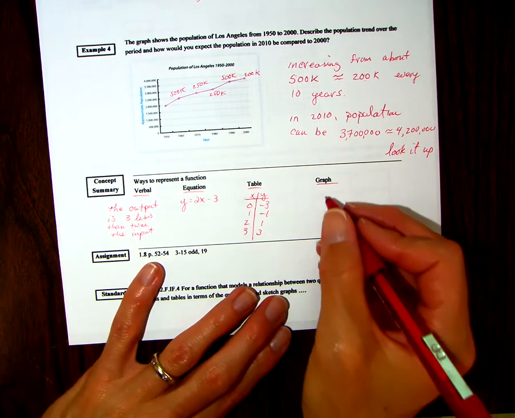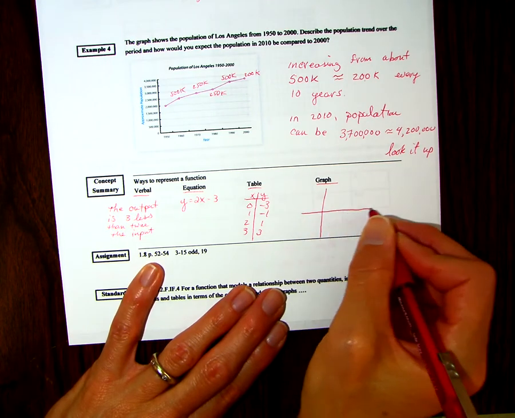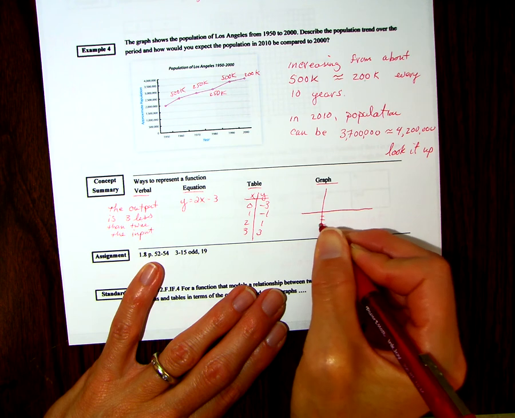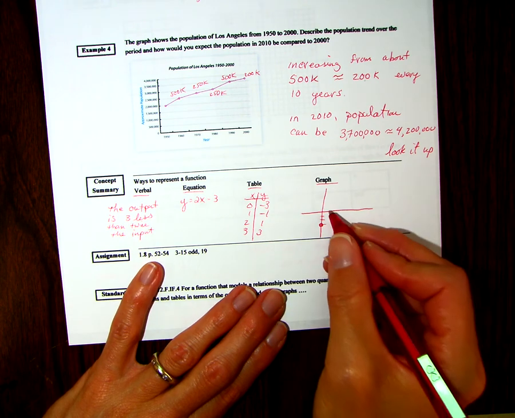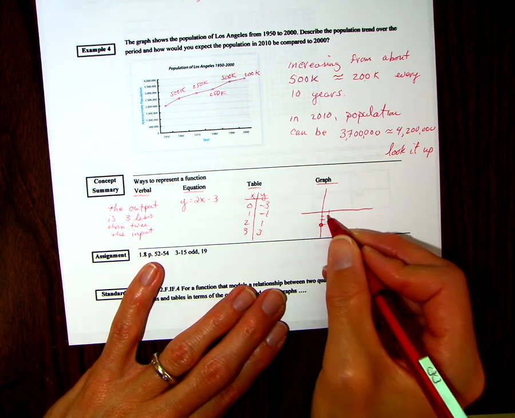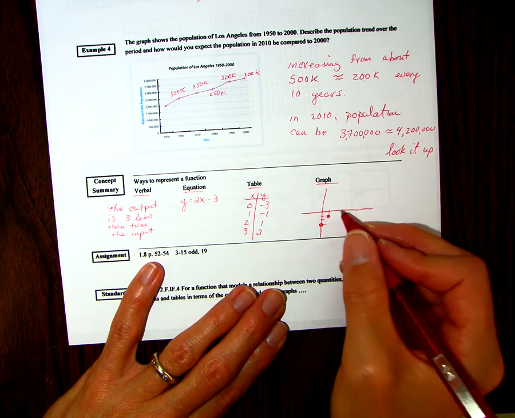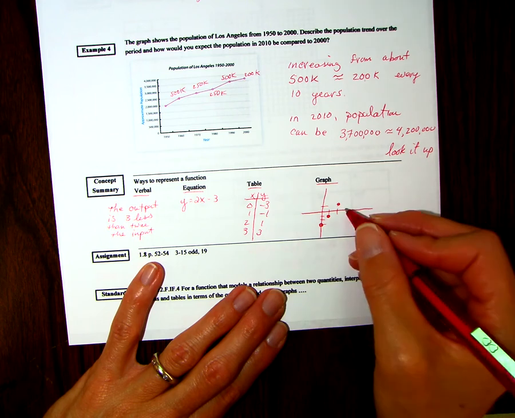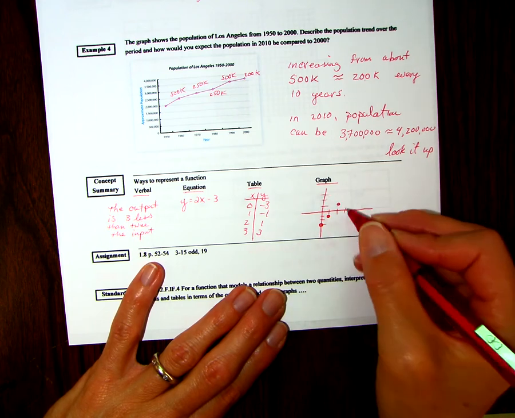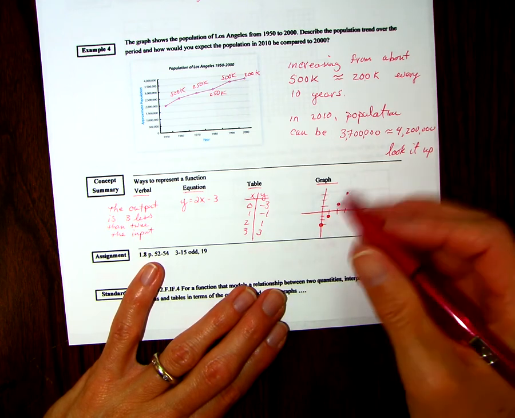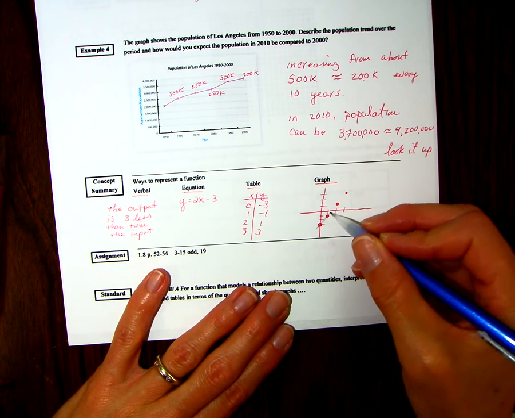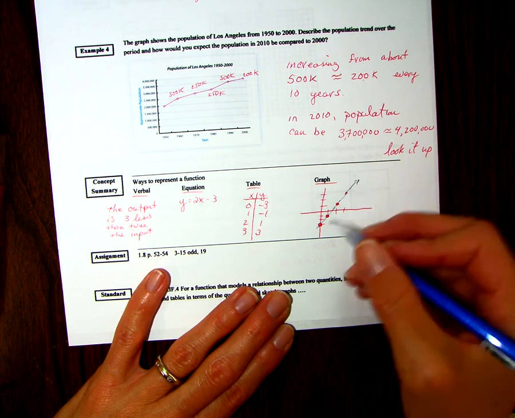And what would that look like in graph form? 0, -3 is this point right here. Then 1, negative 1. So over 1 and negative 1 right there. 2, 1. Should be a straight line. 3, 3. I think I did a pretty good job there. What do you think? So draw your line. So these are the different ways to represent a function.